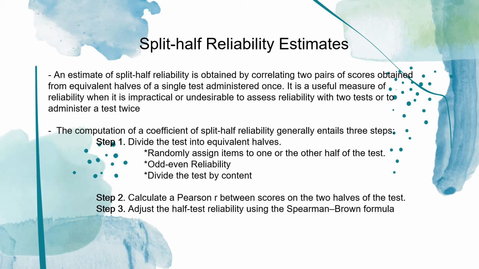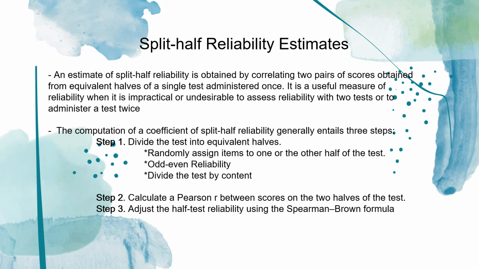Next is the step 2. Here, we calculate a Pearson R between two scores on the two halves of the test. Next, step 3, adjust the half-test reliability using the Spearman-Brown formula.